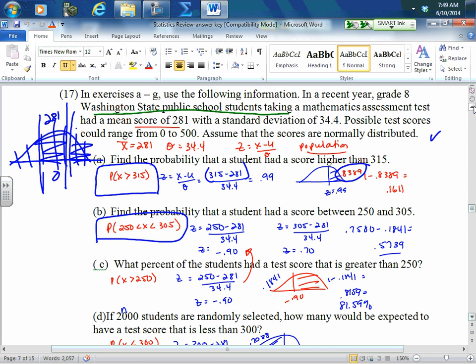What percent of the students had a test score that is greater than 250? Percent, don't forget, is your area under the curve, is your probability. So greater than 250, that's going to be larger than 50%. You already found the area to the left in the first part. All you have to do is take that area and subtract it from 1.